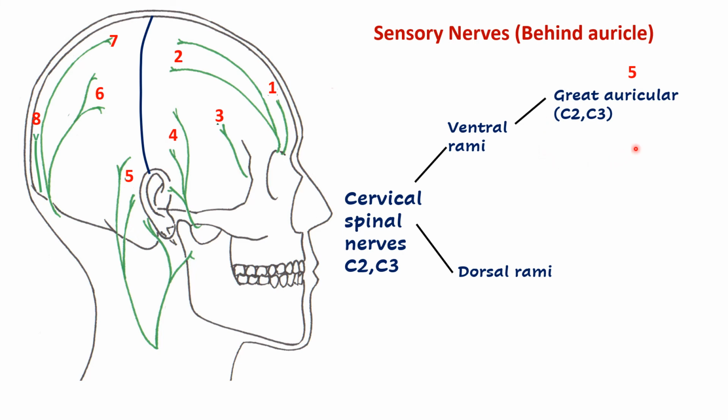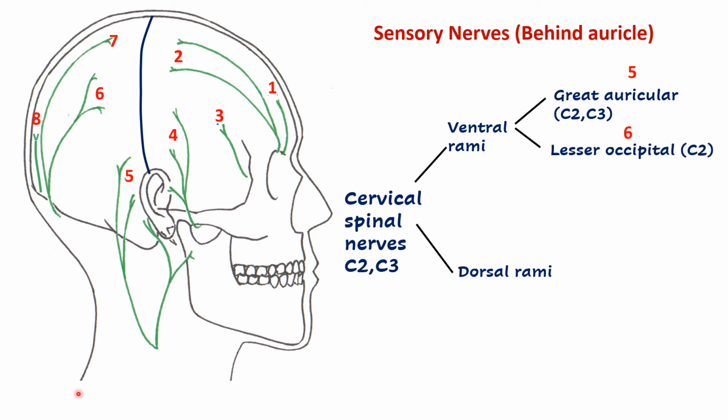The first one is great auricular. We are still close to the auricle. Remember, in front was auriculotemporal. So posteriorly also you will begin with that name, auricle. And where is it now? It is present just behind the auricle, and this is a big nerve. You can see great auricular, right? Root value is C2 and C3.